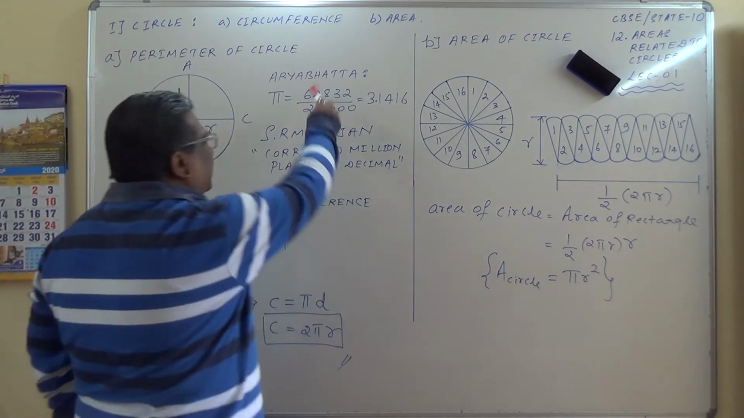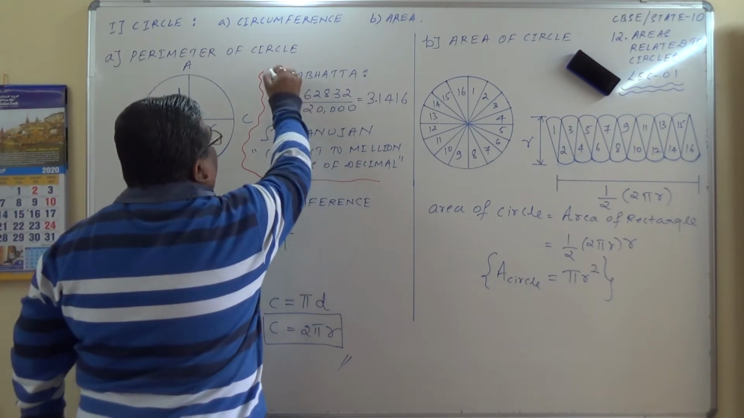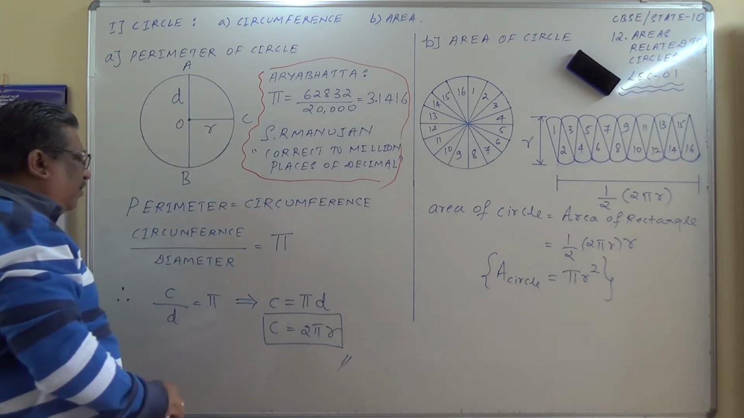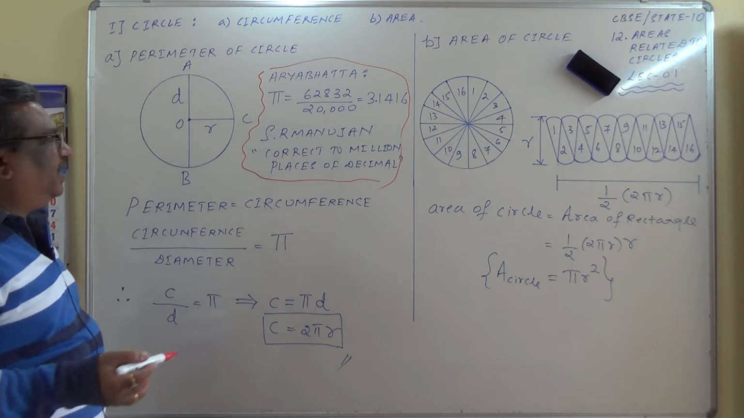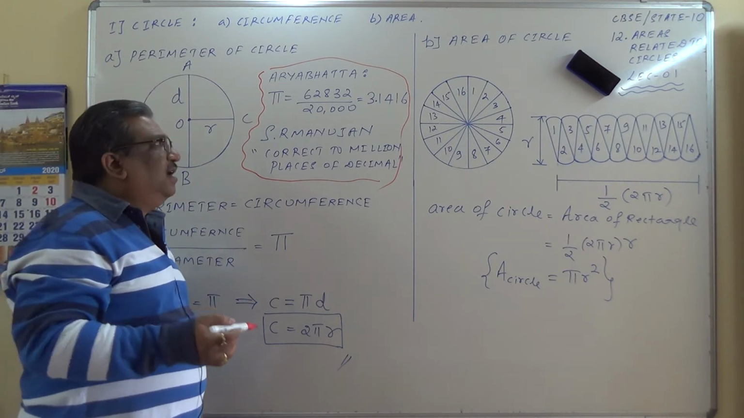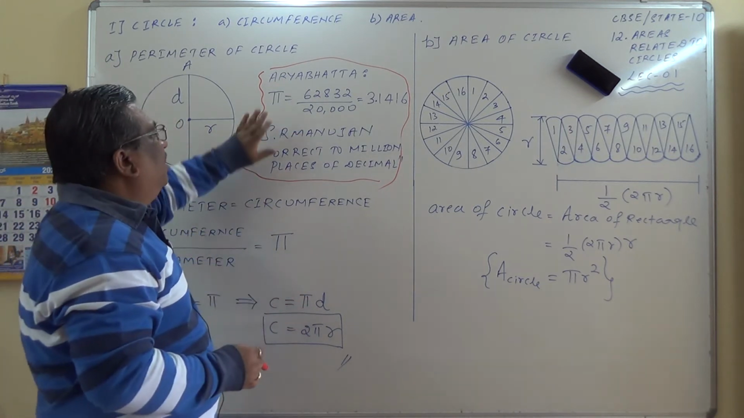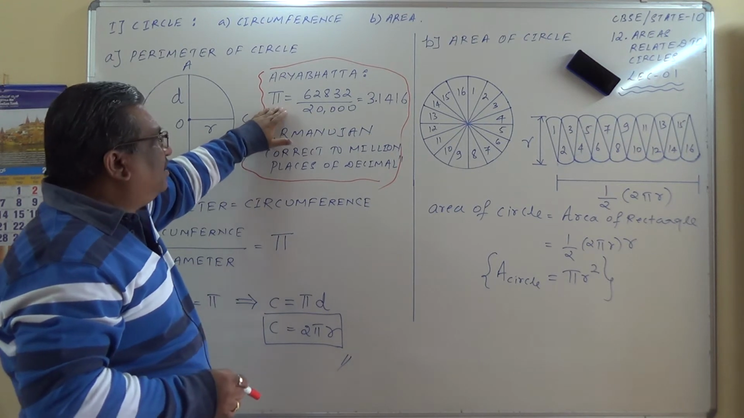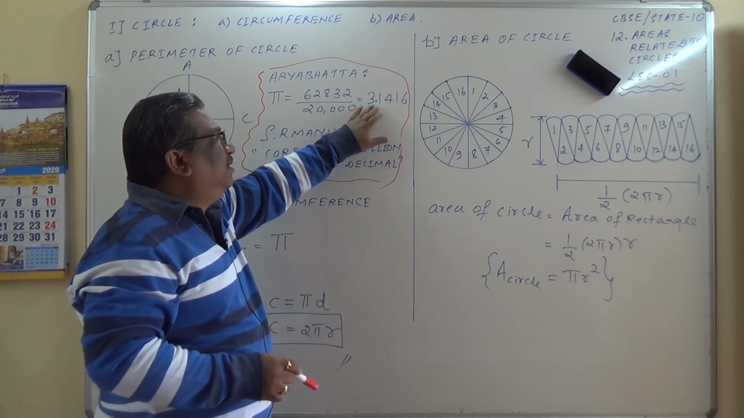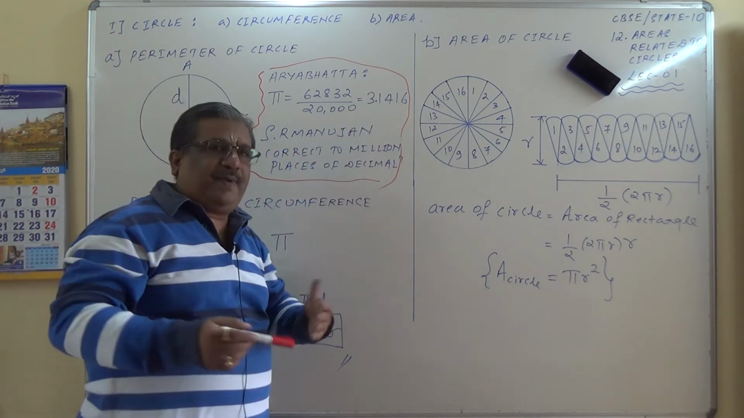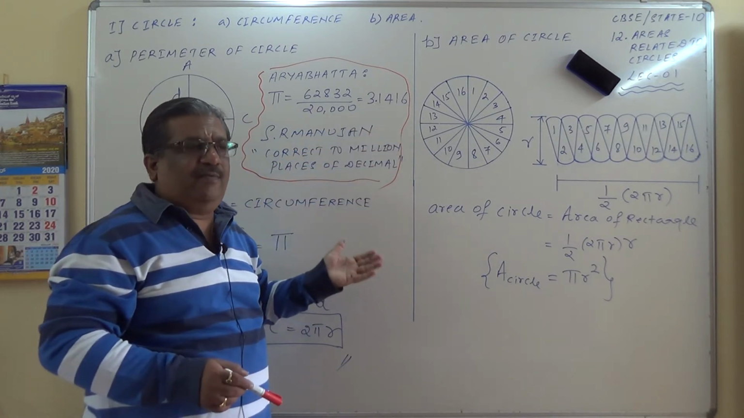Next, a couple of pieces of information which are good to remember. The approximate value of pi is 22 by 7 or 3.1416. Importantly, Aryabhatta, the Indian mathematician, found the value of pi as 62,832 divided by 20,000. That gives you about 3.1416. For all practical purposes, in terms of the decimals, 3.1416 is a pretty good value.